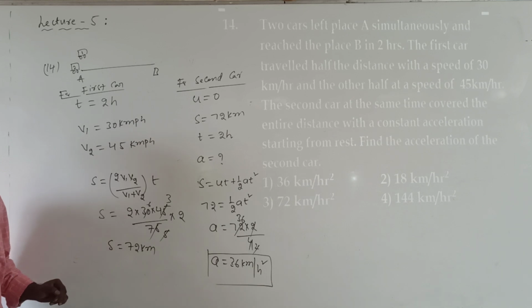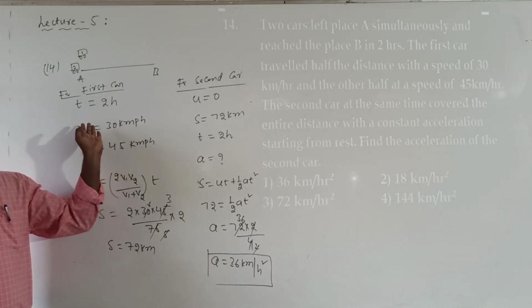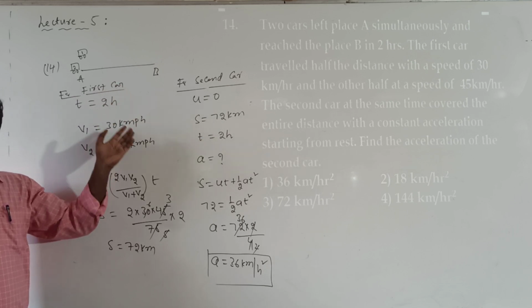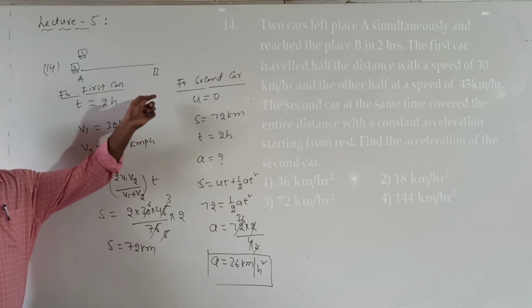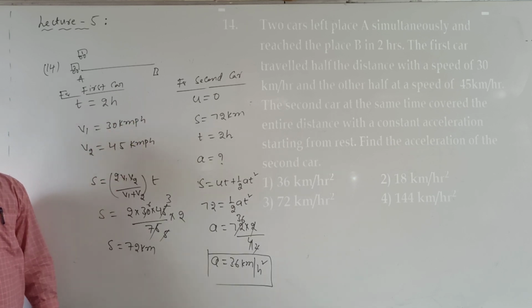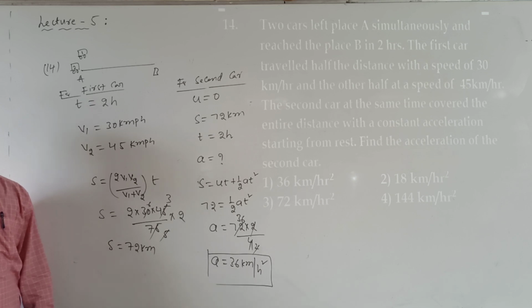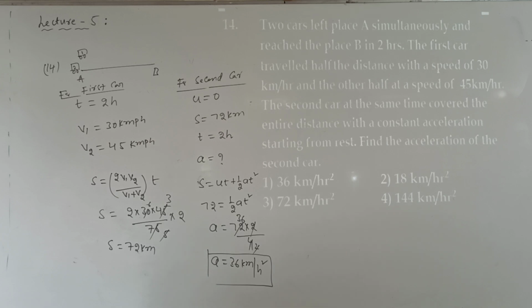Question understood? Two cars are given, traveling from A to B in equal time. The first car goes half of the distance with a speed of 30 km per hour, and the second half with a speed of 45 km per hour. They are asking us to calculate the acceleration of the second car. Understood now? So this is question number 14. The next question.